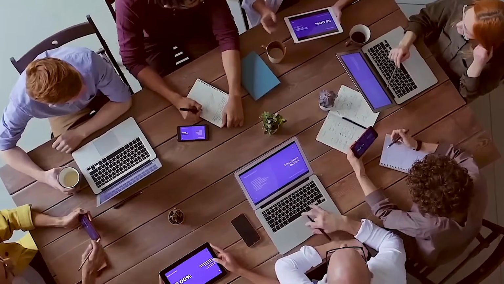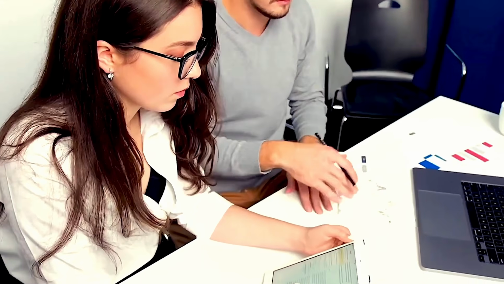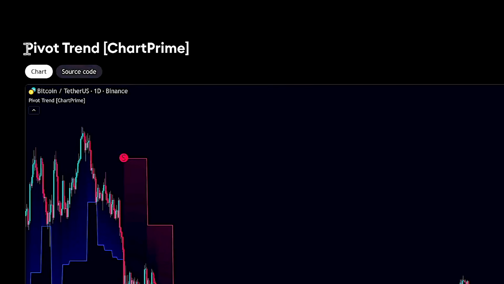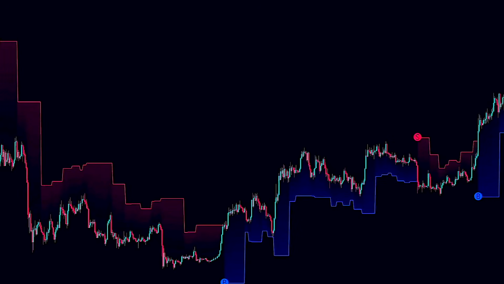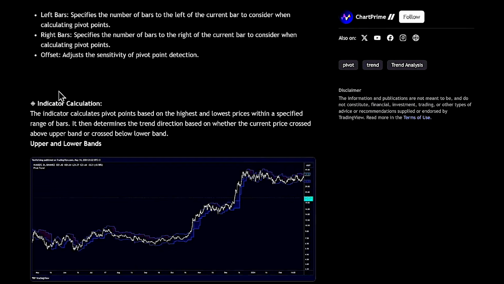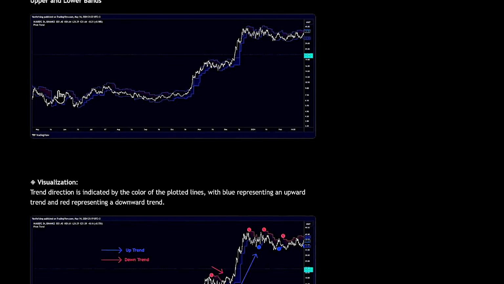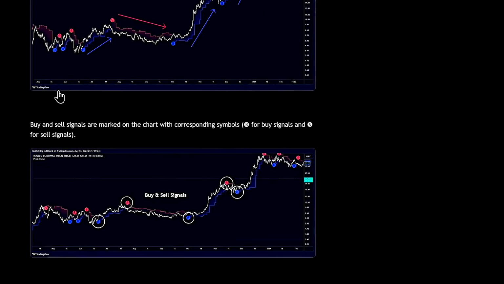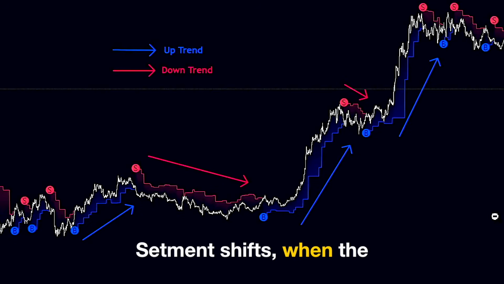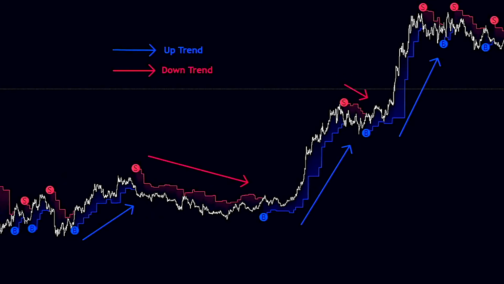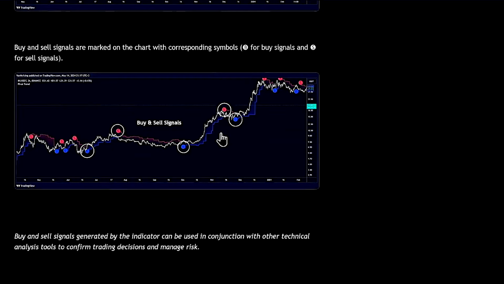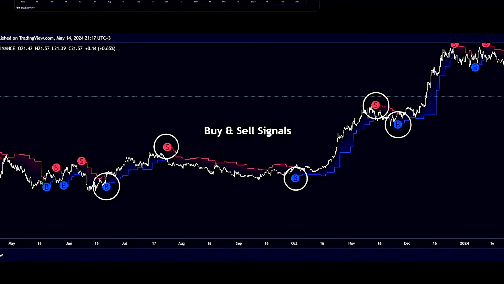That's why today we're breaking down an open source indicator called Pivot Trend by my favorite, Chart Prime. This tool is designed for one main purpose, and that's helping you spot real trend reversals based on actual market behavior. Structure pivots, and not lagging smoothing like a moving average. It's built to show you when sentiment shifts, when the structure breaks, and where the new trend line is forming, so you can plan cleaner entries instead of buying highs or shorting lows.